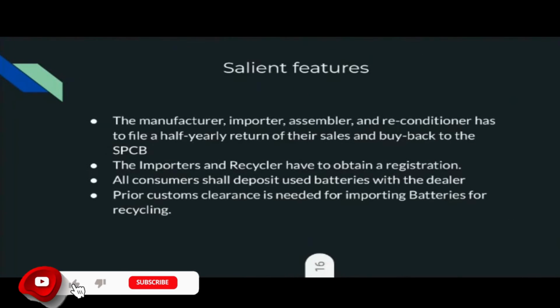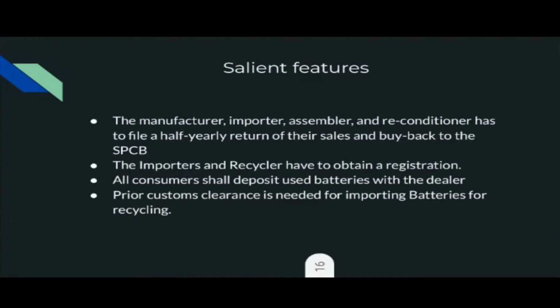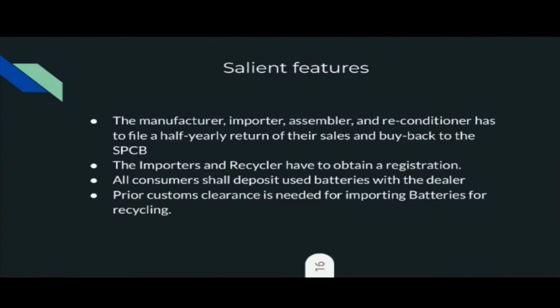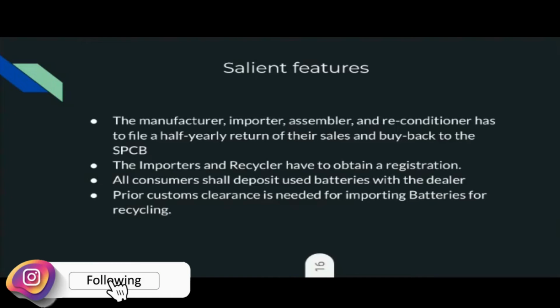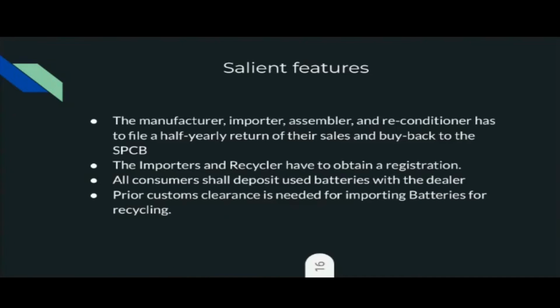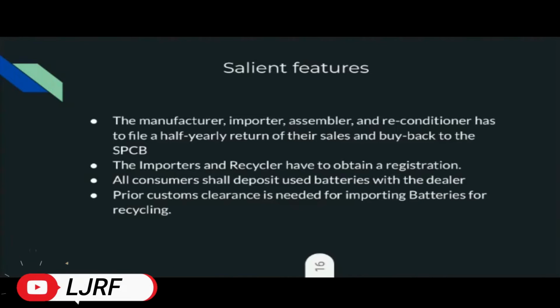Moving on to the salient features, the manufacturer, importer, assembler and reconditioner have to file a half yearly return of their sales and buyback to the SPCB, that is the State Pollution Control Board. That is, they have to give a return about their sale of batteries, how many batteries they have sold in a particular year, and also how many batteries they have bought back. If a battery becomes useless, they should buy that battery back and give a new battery. That is the whole purpose of this rule.